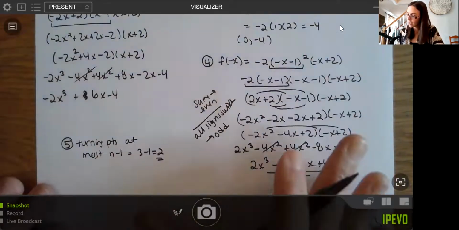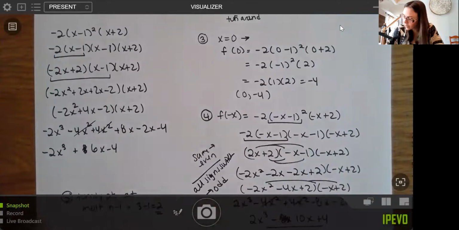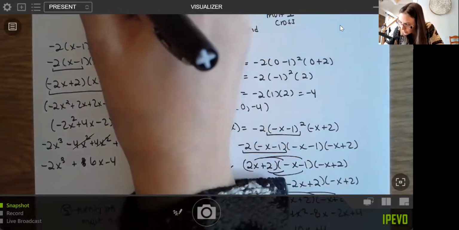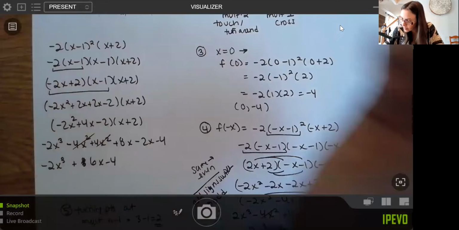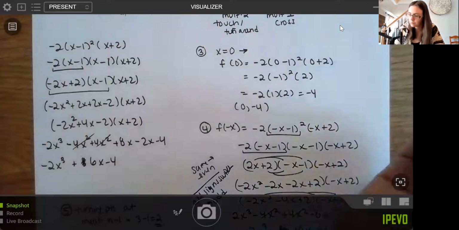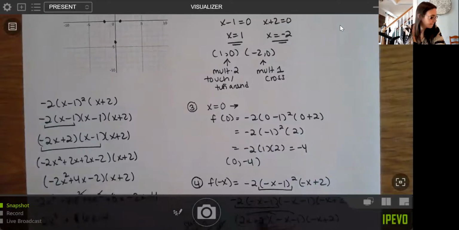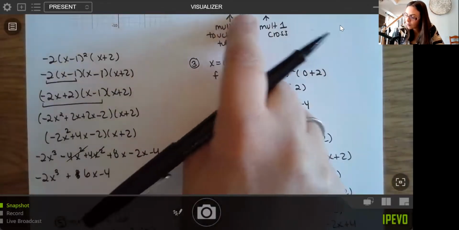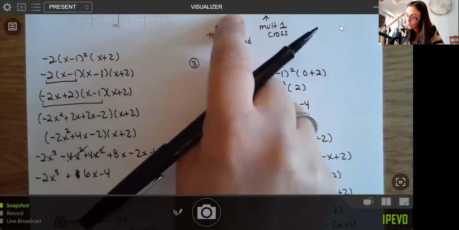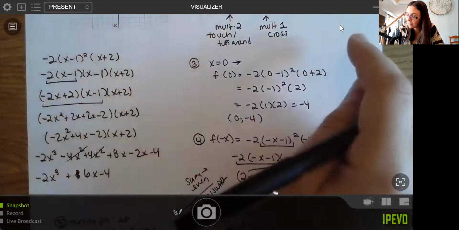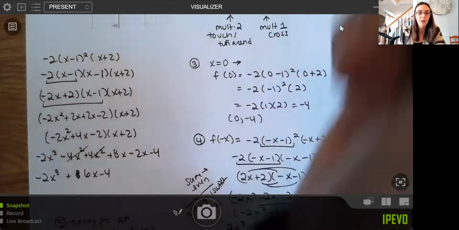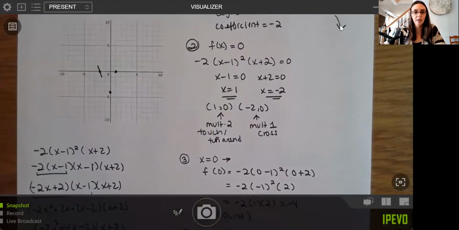So let's kind of fill in what we have. I know my x-intercepts are 1, 0 and negative 2, 0. I know my y-intercept is 0, negative 4. I know that at 1, 0, we have multiplicity 2. So it's just going to touch it, whereas at negative 2, 0, it's going to cross. So this one's actually going to go right through, whereas the other one's only going to touch.